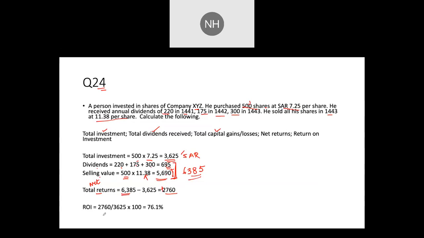The percentage: 2,760 upon 3,625, which is the principal, multiplied by 100. The net return percentage, which is called return on investment, is 76.1%. So it's an easy calculation. This is also from risk and return.